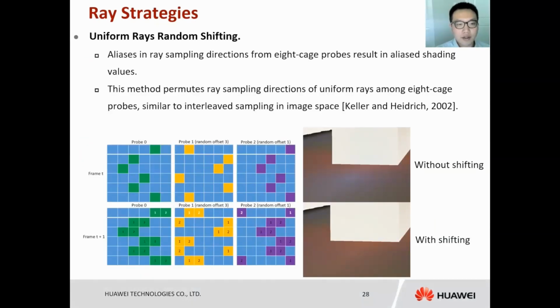And we also address the aliases in the ray sampling direction among uniform rays from the 8-cage probes, which could result in aliased shading values. The method essentially permutes the ray sampling direction of uniform rays among 8-cage probes by considering the probe index in the initial predefined ray allocations. Once we add this random seed value to the predefined ray allocations, we are able to permute all the ray directions, similar to the inner leaf sampling in the image space.